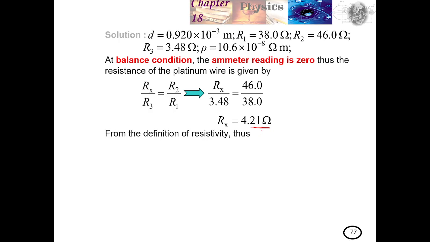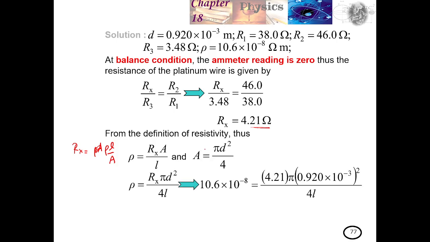Okay, this is the resistance of Rx. From the definition of resistivity, rho equals Rx A over L. Okay, if you can remember, Rx equals rho L over A. Now we're going to use resistivity as the equation, and A equals pi d square over 4, and you have here L equals 26.4 meter. It's a very long wire there, 26.4 meter. Okay.